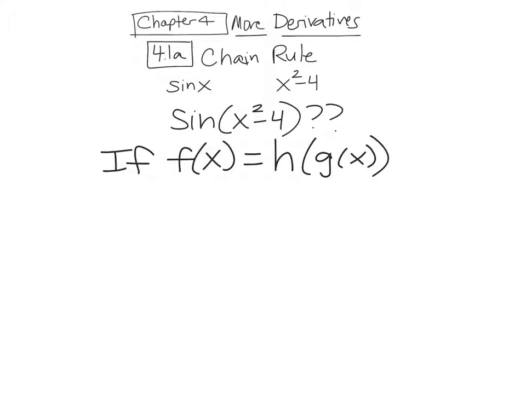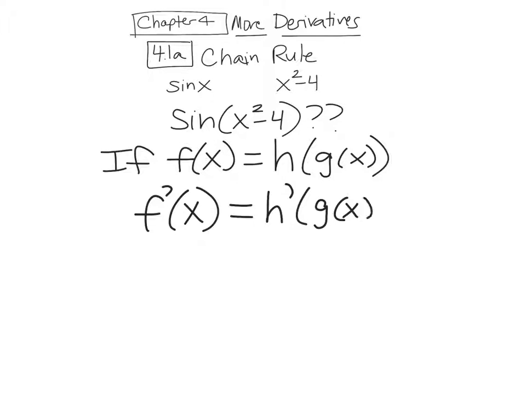So if you want to take the derivative of f of x, this is what you do. You take the derivative of the outer function first, leaving the inner function alone. That's what people will do wrong: they'll take the derivative of the outer function at the same time as the inner function, but you don't. So you take the derivative of the outer function, and then you multiply that by the derivative of the inner function. And that's chain rule.